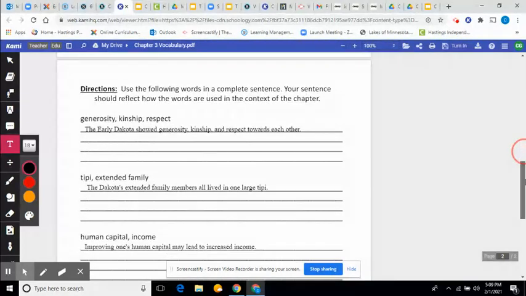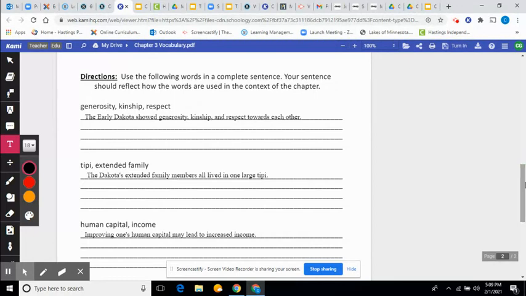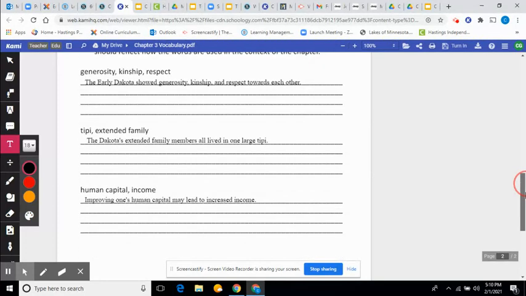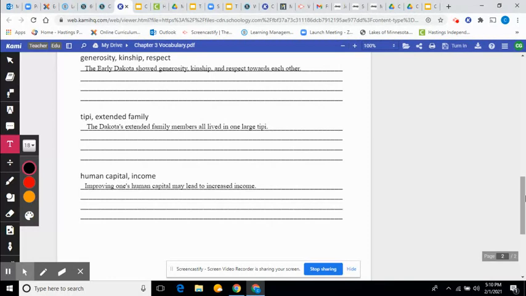Down below, on page 2, what you needed to do was take those terms that were grouped together and create one sentence. For example, my sentence for generosity, kinship, and respect is: The early Dakota showed generosity, kinship, and respect toward each other. That was what they valued. The Dakota really valued those 3. Number 2, as I'll call it, tipi and extended family. Here's my sentence: The Dakota's extended family members all lived in one large tipi. And for human capital and income, my sentence is: Improving one's human capital may lead to increased income.